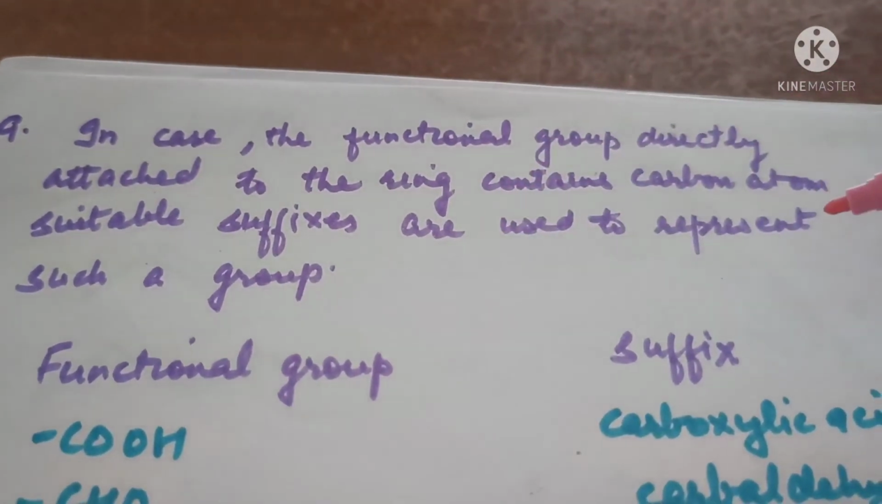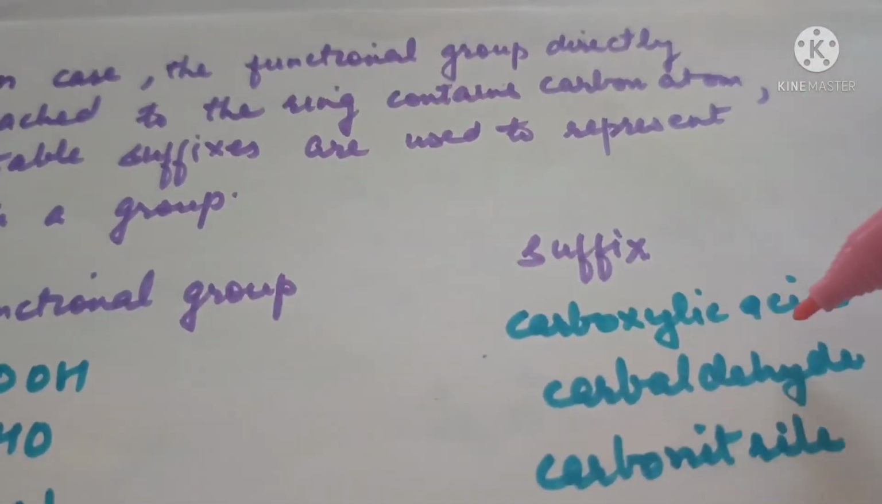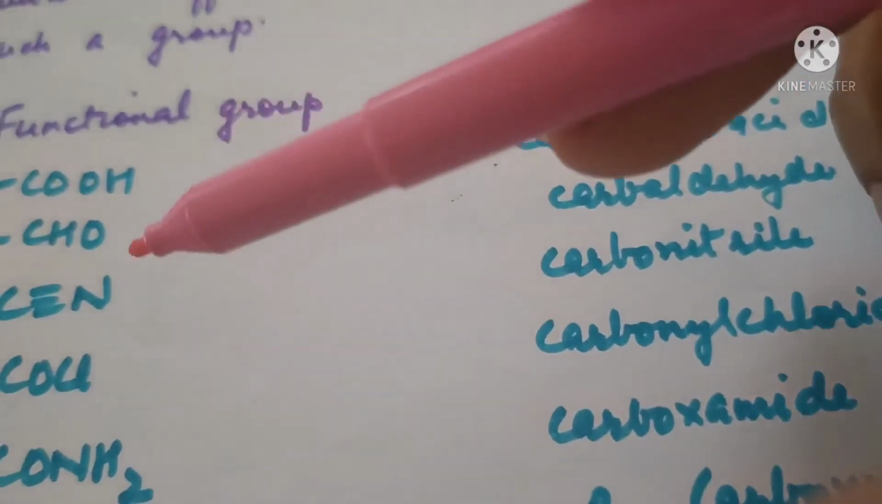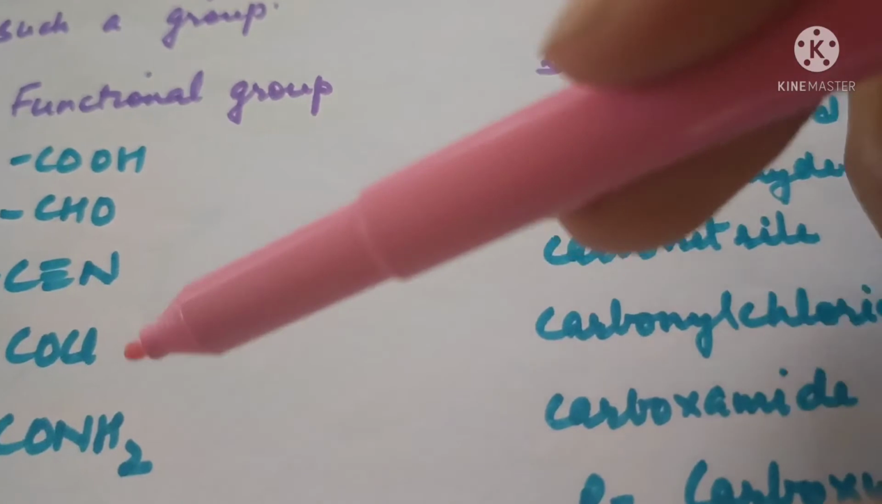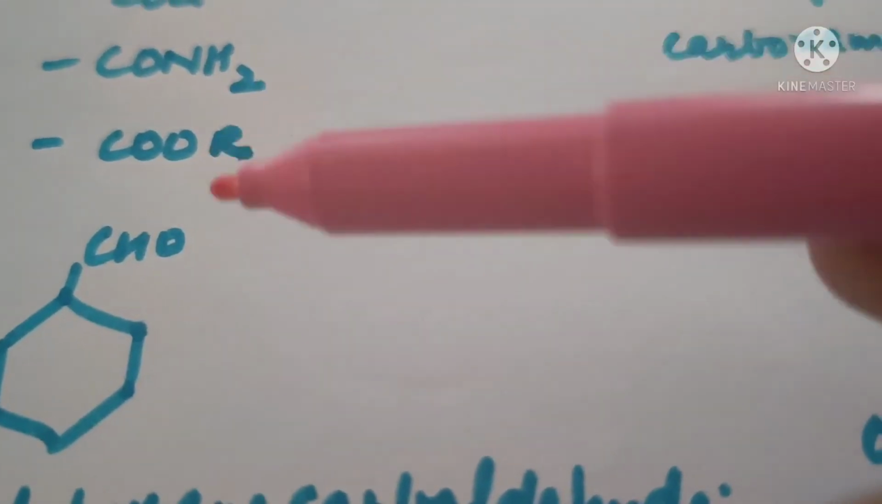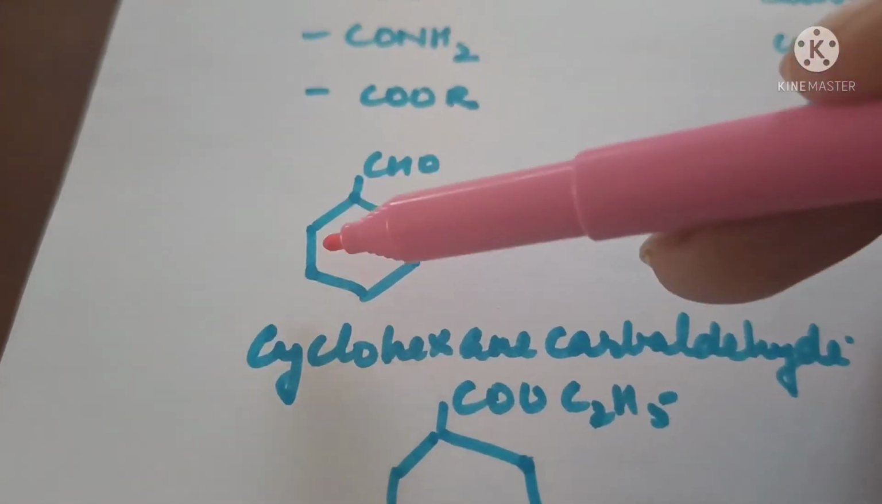The functional group is directly attached to the ring carbon atom. Suitable suffixes are used to represent such a group. For COOH group, we will use the suffix carboxylic acid. For aldehyde group, carbaldehyde. This will be called carbonitrile. This will be called carbonyl chloride. This will be called carboxamide. And this will be called alkyl carboxylate.